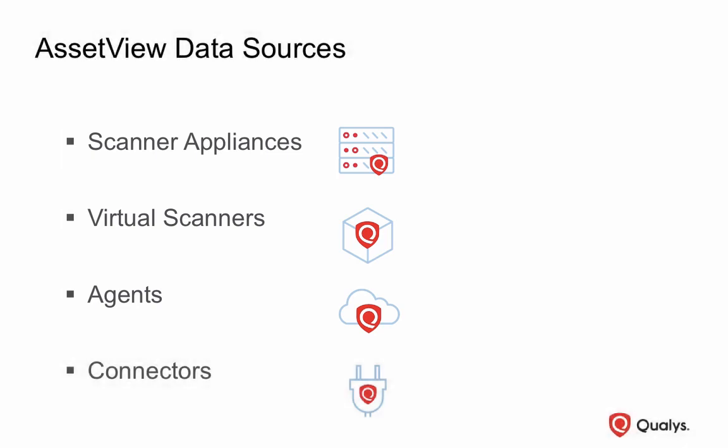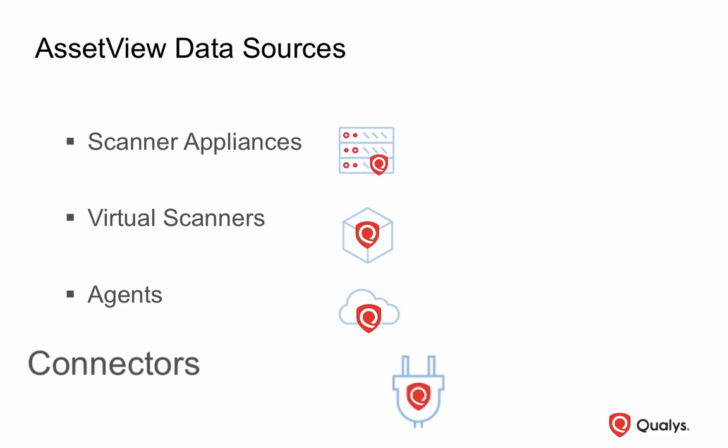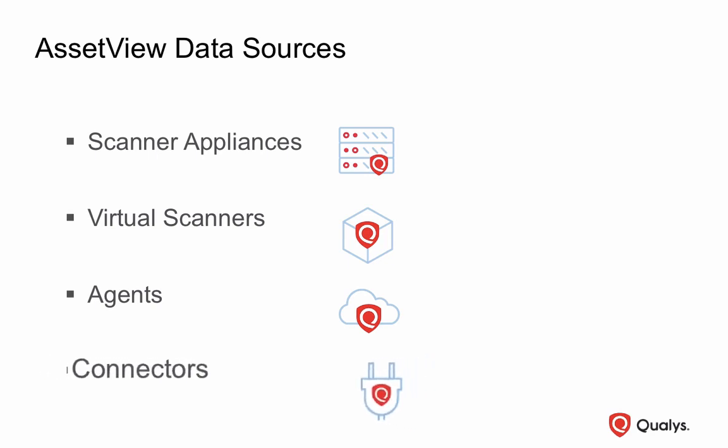When enabled for AssetView, connectors provide an additional stream of asset inventory data from your assets hosted by popular cloud providers, including Amazon, Microsoft, and Google. Although you'll find connectors for other Qualys applications, like Qualys CloudView and Qualys Asset Inventory, the focus of this video will be on connectors in Qualys AssetView.